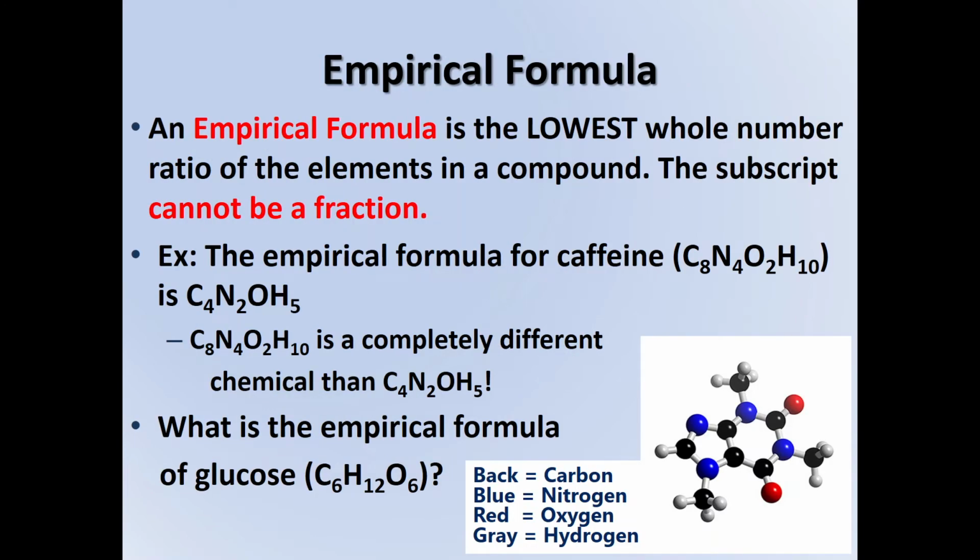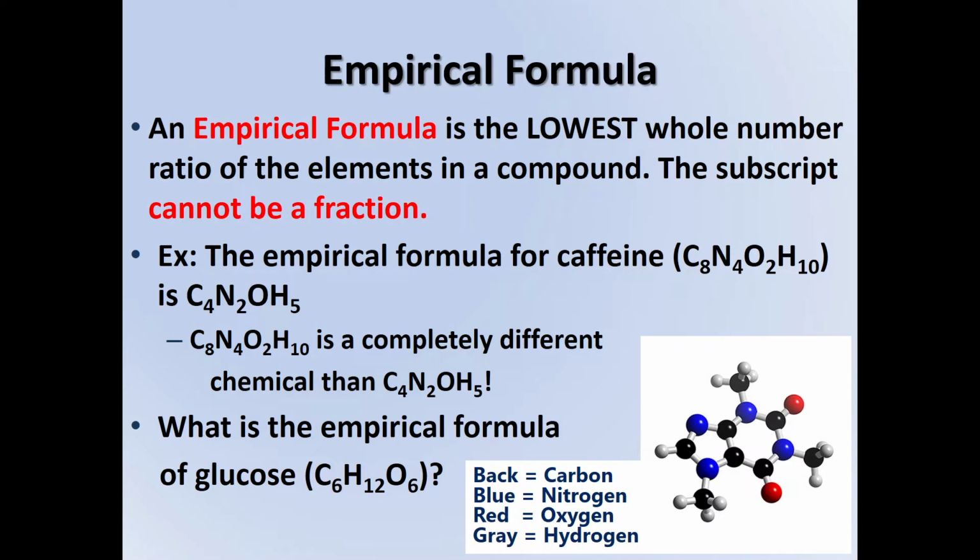So, empirical formula. Empirical formula is the lowest whole number ratio of the elements in a compound. The subscript cannot be a fraction. So, the empirical formula for caffeine, which the picture on the bottom right is of, starts from the formula C8N4O2H10. That's the formula for caffeine. To get the empirical formula, we notice all of them can be divided by 2. So you divide everything by 2. The empirical formula is C4N2OH5.